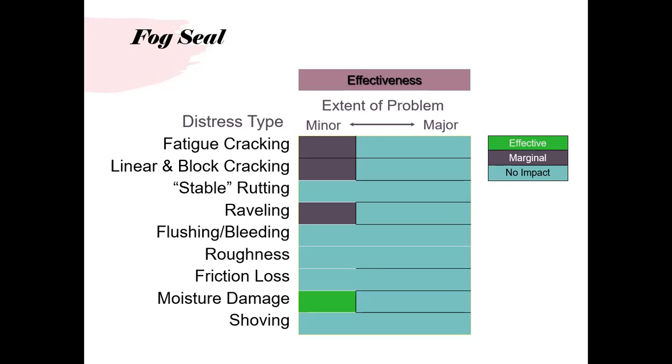If you apply fog seal for rutting, it will have no impact. That's why we cannot recommend fog seal for distresses like rutting, roughness, friction loss, and shoving.